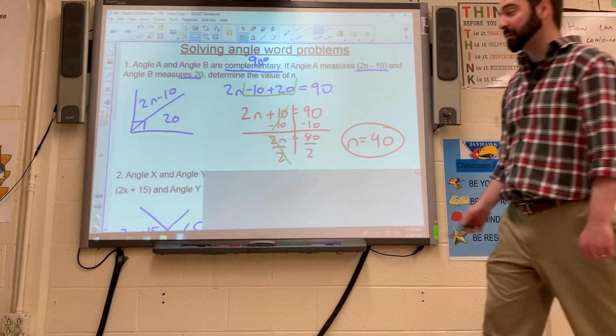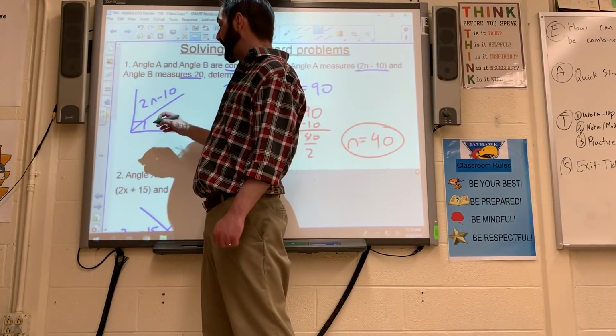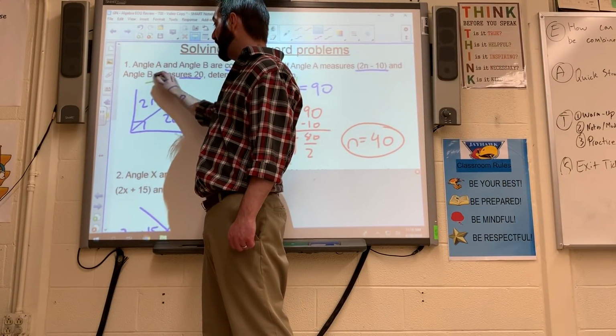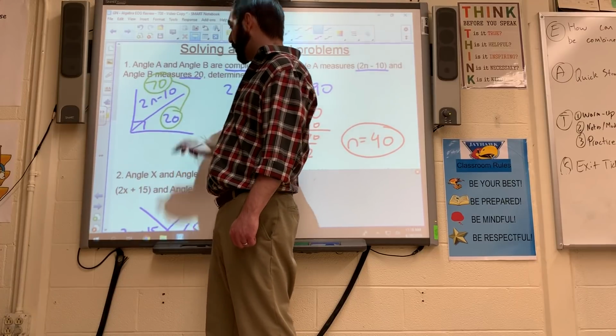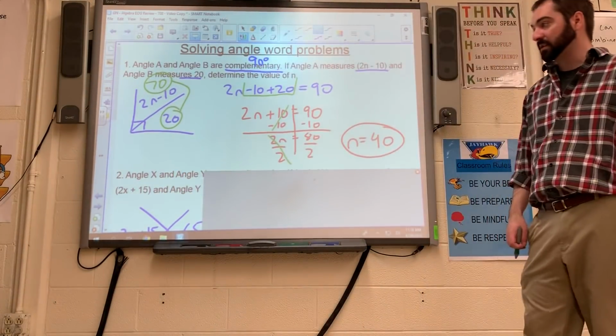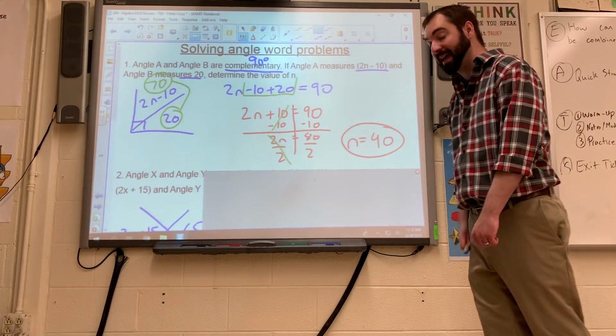And again, that makes sense because 2 times 40 minus that, so minus 10, is 70. 90 degrees is formed from 70 and 20 degrees. So that would be a thumbs up, good answer. N is the same as 40.